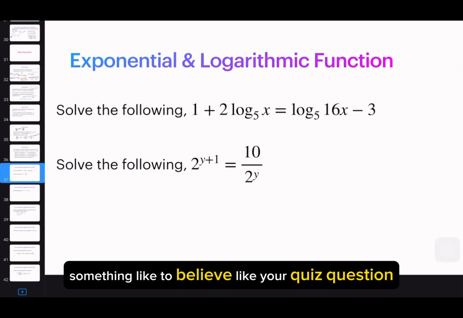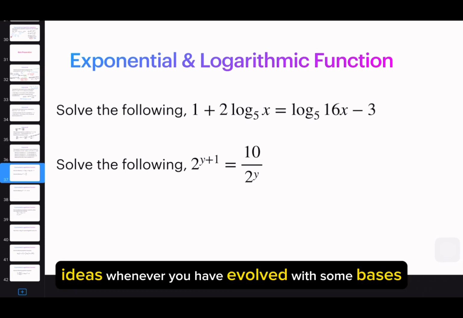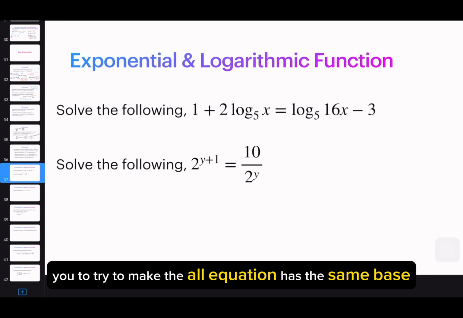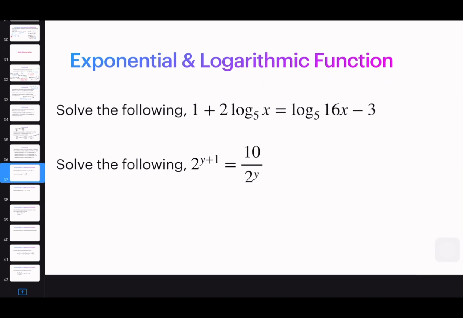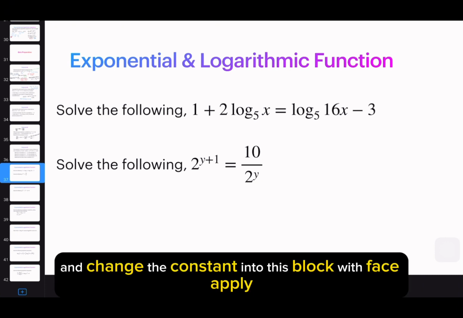So something like this will be like your quiz question. The idea is whenever you have a log with some base, you need to try to make all the equation have the same base. So you have log with base of 5, you have a constant. So you need to multiply the constant and change the constant into the log with base of 5.